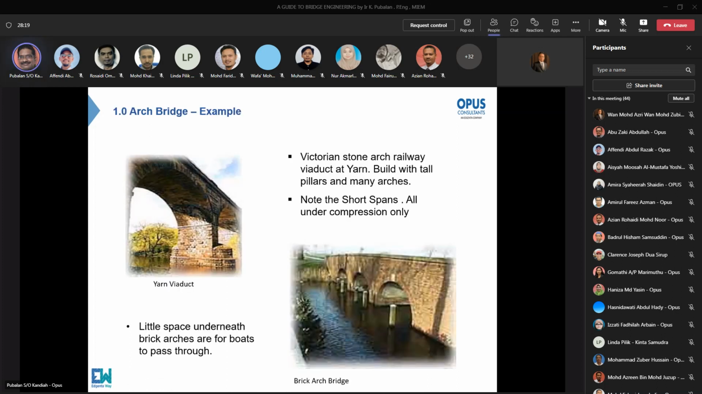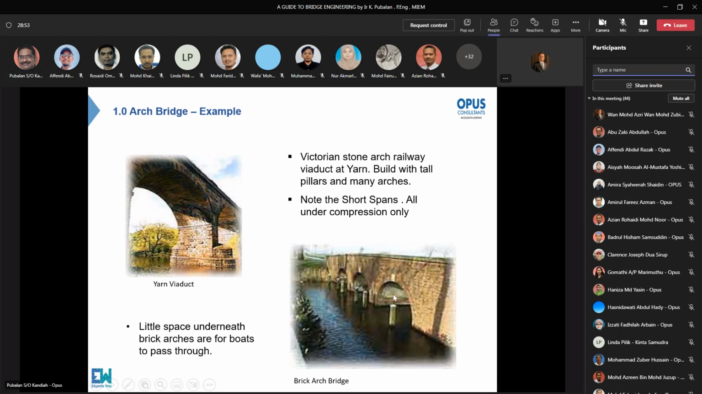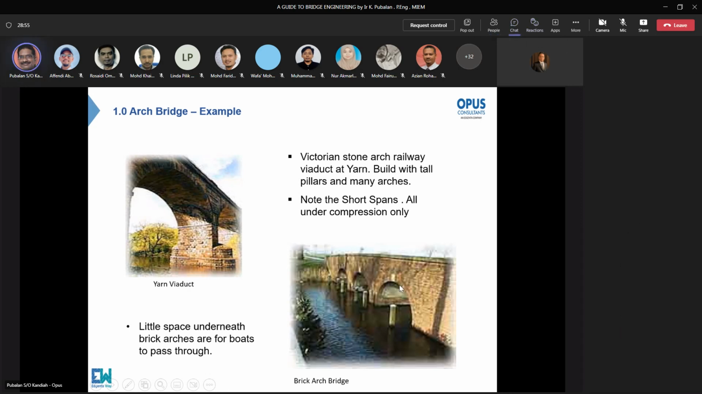Examples of the arch bridge, you can see, all right. The very important member here is the brick which is on top around this area. Can you all see my cursor? Yes, okay, all right. So you can see that. That is a very important area of the arch bridge, right? Short spans. You can see this is a very short span.